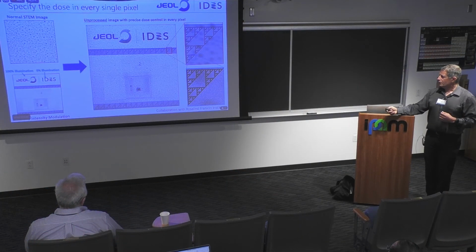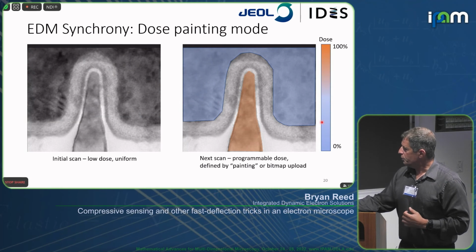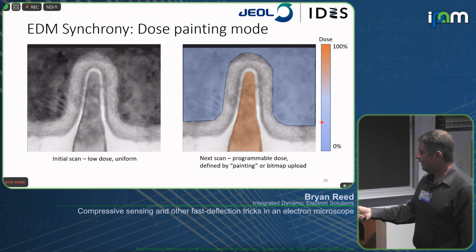So thanks. So usually operate at 8 bits, it can go up to 12. So how would you want to use this? Well, we do it in what we call dose painting mode. So you can scan and see where you want to.